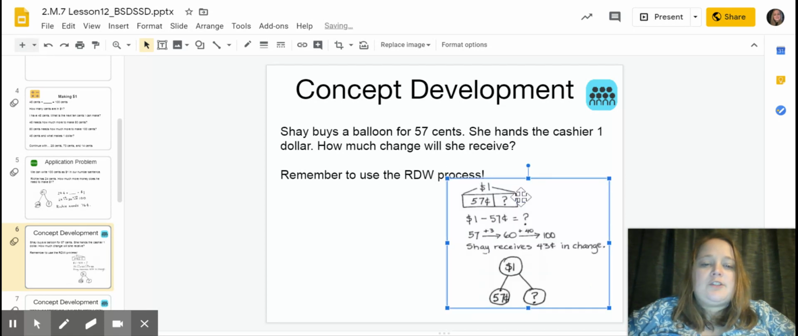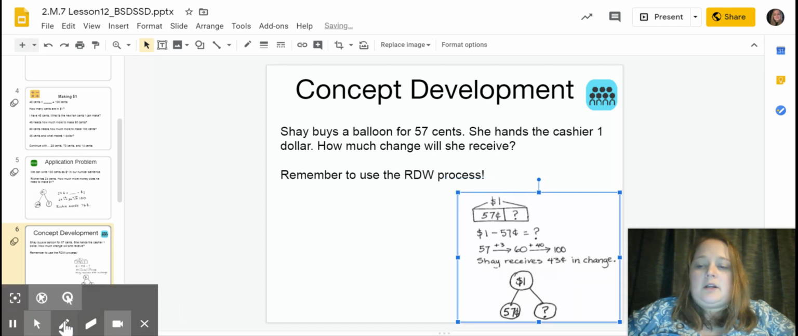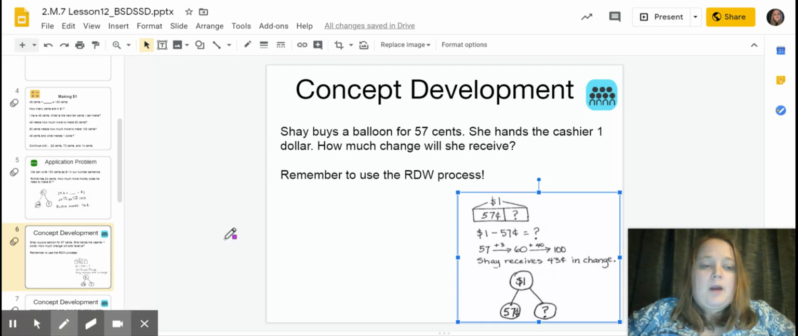So the first thing I want to do is think about that whole. Now in our last problem, we drew part whole using our part whole model, number bond. And now here we're showing that same way, except we're showing this with a tape diagram or a bar model.